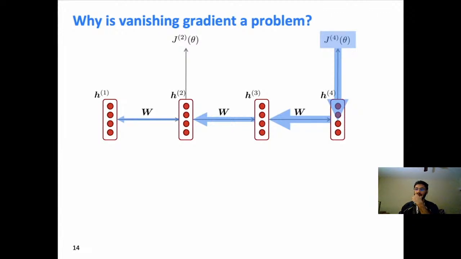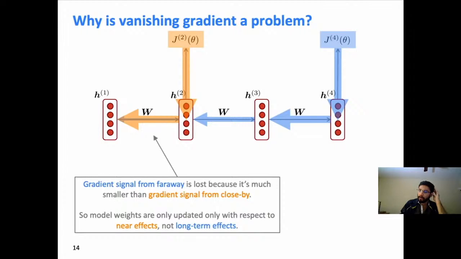But then think about the gradient of, let's say, the loss on the second step, also with respect to the first hidden state. I'm representing that with the orange arrows. My point is that the magnitude of the gradient signal from close by is a lot bigger than the magnitude of the gradient signal from far away. This means that when you update your model weights, the signal from close by is so much bigger than the signal from far away that essentially you're only going to optimize with respect to these nearby effects and not the long-term effects. So you're going to lose the long-term effects inside the nearby effects.